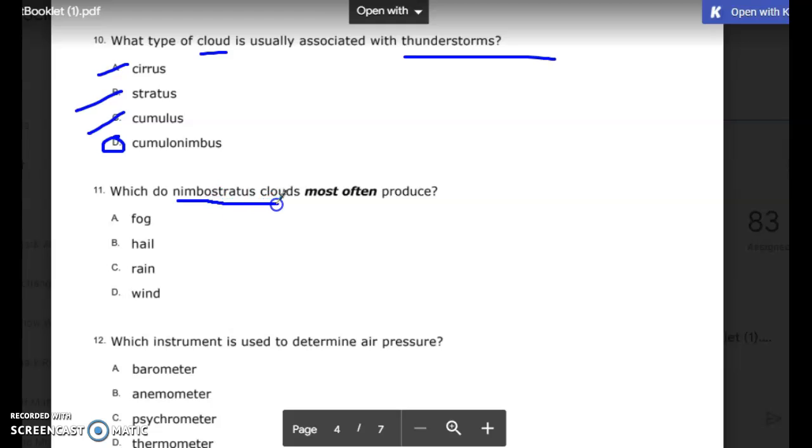What do nimbostratus clouds most often produce? Landon. Rain. A stratus cloud close to the ground, yes, is fog, but that's not what nimbostratus clouds are. Hail comes from which cloud? Cumulonimbus, the storm cloud. And wind doesn't make any sense because clouds don't make wind. Differences in air pressure makes wind.